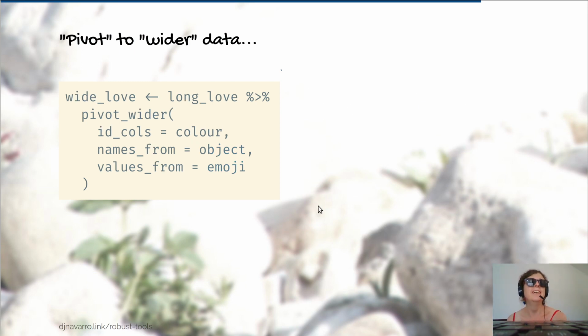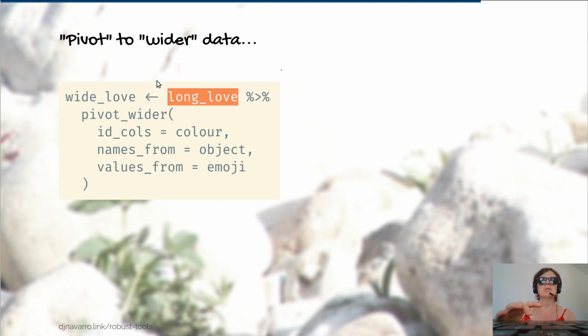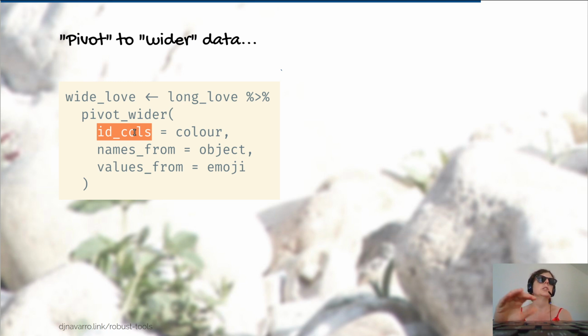Shockingly, the function to take a long data set and make it wide is called pivot wider. So we've got longlove, that's the variable I just created. Pivot wider, and again you're going to tell it which columns to pivot. So we're going to take which column is the ID variables, and what that's really saying is which ones do we want to keep in their current form. So that is the color variable.